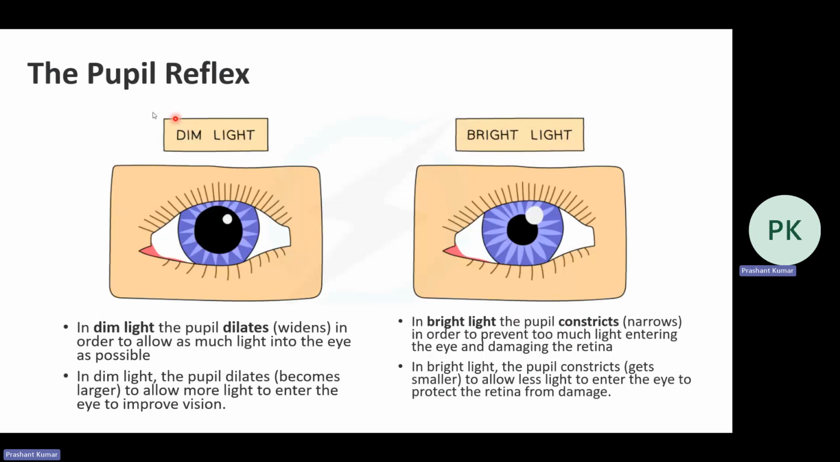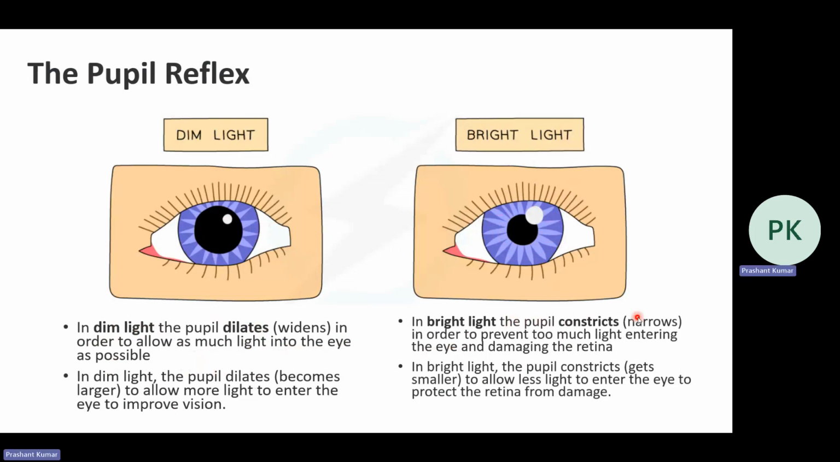Pupil reflex. So let's see how the pupil reflex occurs, in dim light and in bright light. In bright light, of course, we don't want that much light to get inside your eye because it will damage your retina. And in dim light, of course, we need to see something. So in dim light, the pupil dilates, means it's going to widen in order to allow as much light into the eye as possible. Even if more light is going in, it's okay.